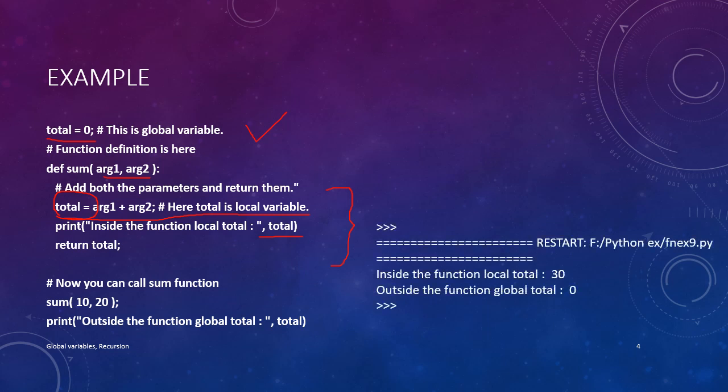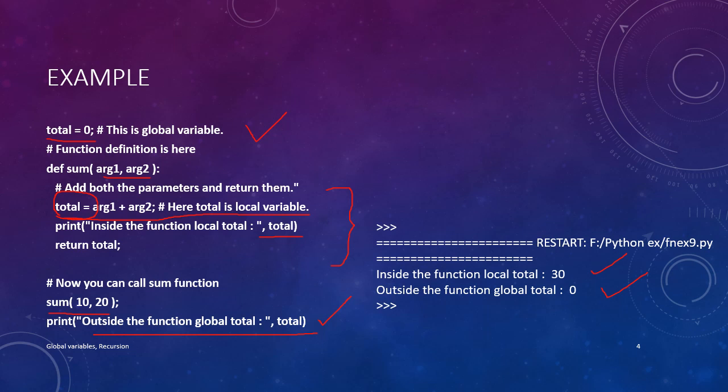See, we are calling the function sum with two arguments 10 and 20. So arg1 will be assigned value 10 and arg2 will be assigned value 20. And we will find total 10 plus 20 and the result is 30. But see, outside the function, we are accessing the global variable whose value is 0 and that will be displayed as output. So here comes the difference between local variable and global variable.